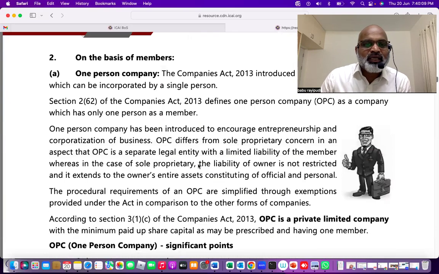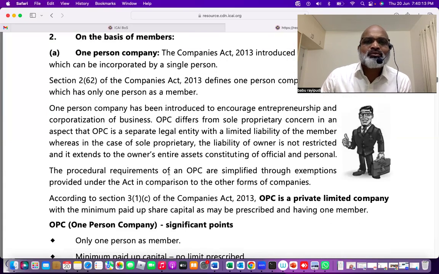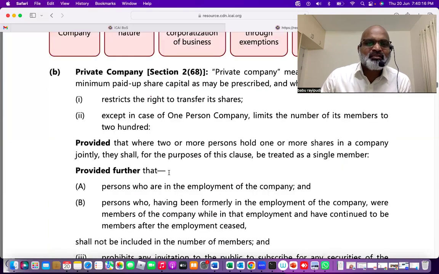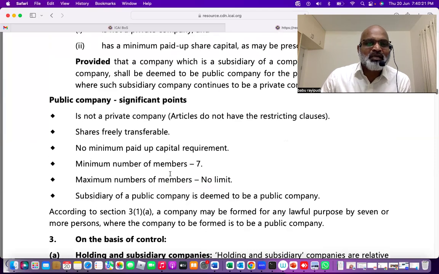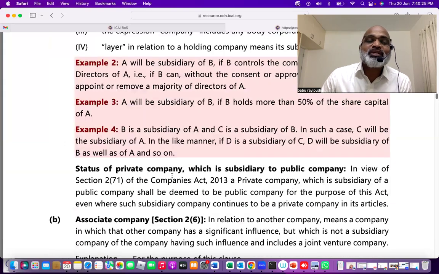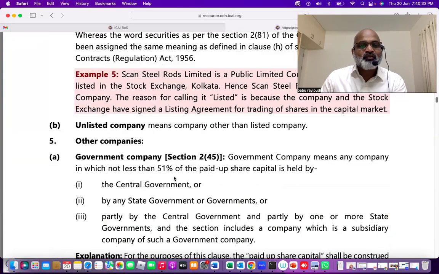This is one thing. Next, types of companies. One person company, just go through all the characteristics of a one person company, and the privileges of one person company. Private and public companies you can easily manage, in the sense you must have already gone through them. Next, holding company and subsidiary company, go through them for practical questions. So examples you go through.